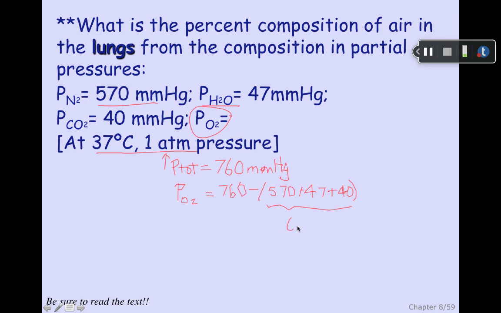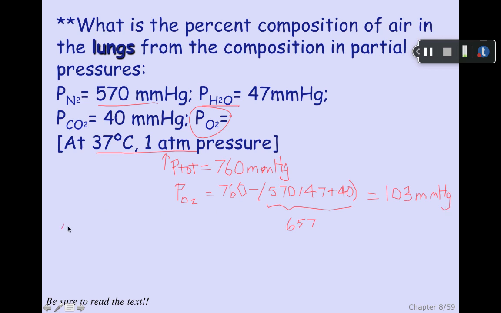The sum of the other pressures, 570, 47, and 40, comes out to be 657. And subtracting that then from 760 will give us the answer that we're looking for, which is 103 in this case, a little bit different than the last page. And that's 103 is the pressure of the oxygen. So you can millimeters of mercury, of course, paying attention to units, it should still be all the same.